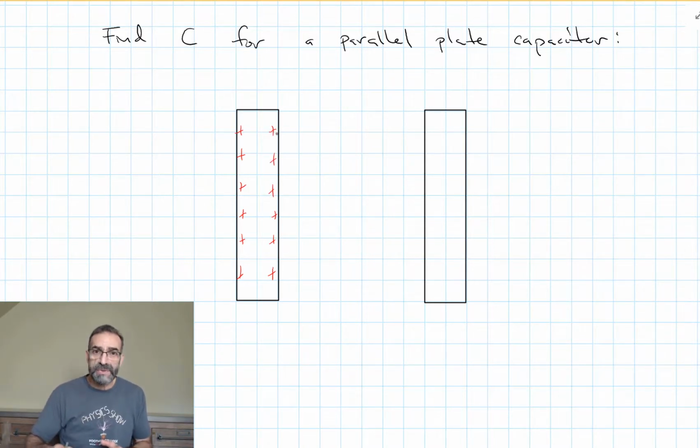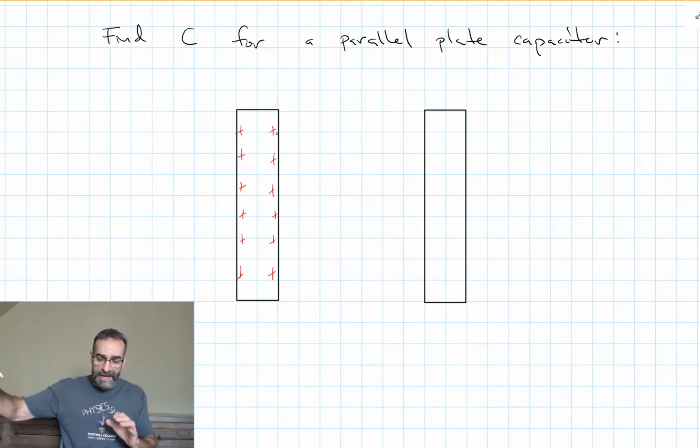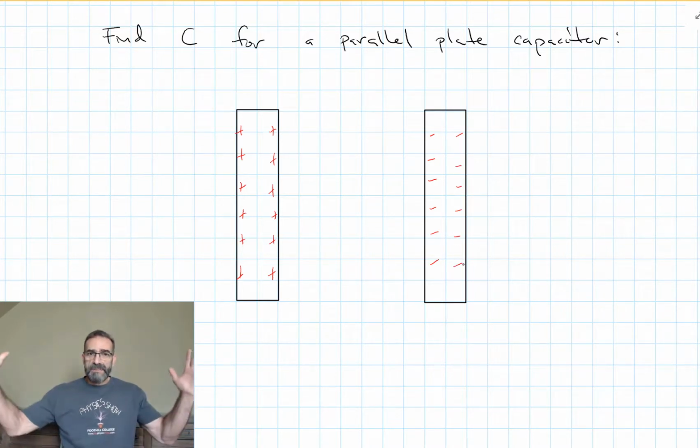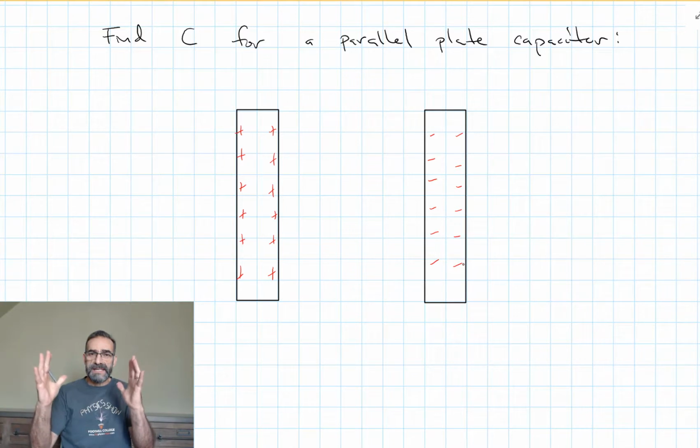The same would be true of my negative plate that was infinitely far away. It would have half of its negative charge on one face, and half would be on the other face. But when I bring these two plates into the same region of space where they can affect one another, the positives and the negatives attract each other.